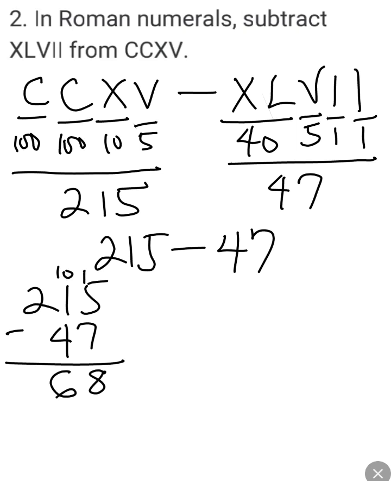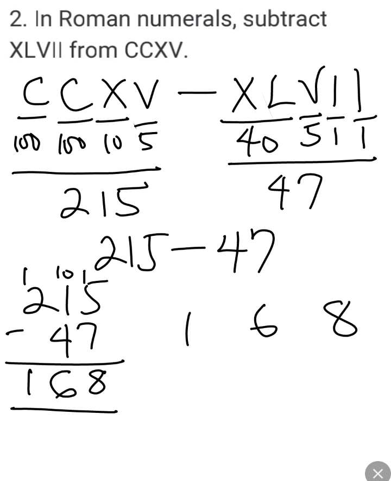Then the 2 is now 1 since we borrowed 1 out of it, and nothing is being subtracted from it in that column, so it will just remain as 1. And so the answer is 168. And so we now make progress to convert 168 to Roman numerals.